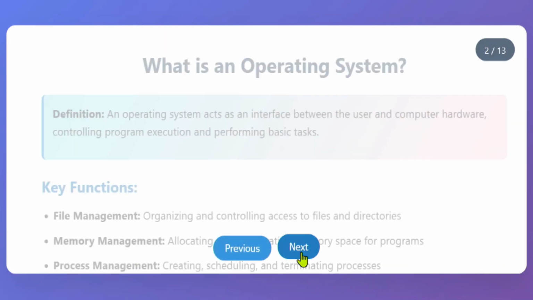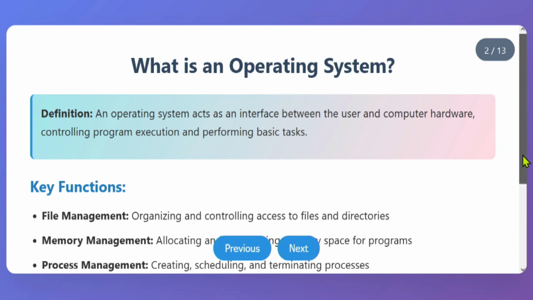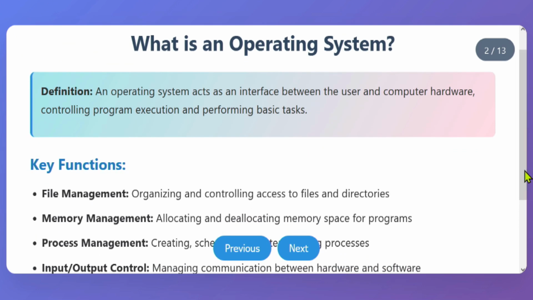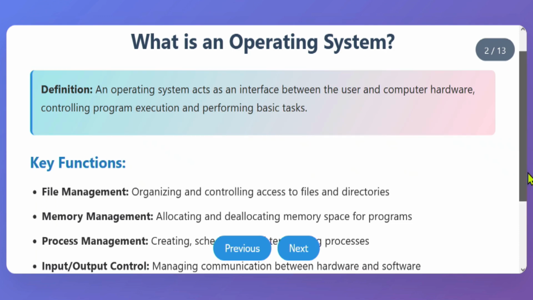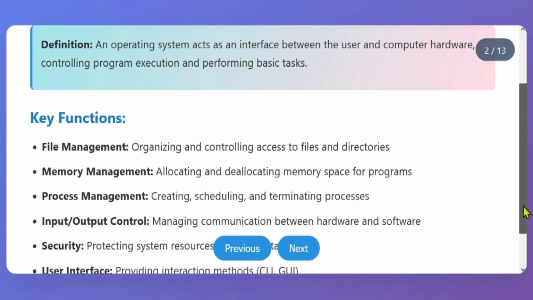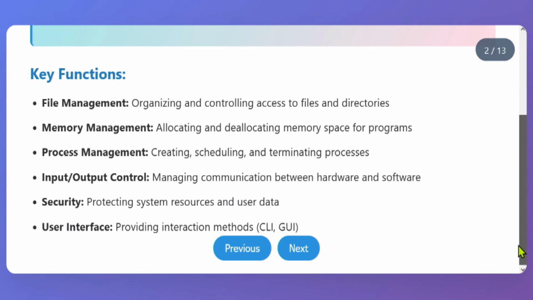Whether it is a phone, laptop, ATM or smart TV, the operating system works silently in the background to make everything run smoothly and securely. What is an operating system? Already we saw it acts as an interface between the user and the computer hardware, controlling program execution and performing tasks. The key functions of operating systems are file management, memory management, process management, input and output control, security and user interfaces.